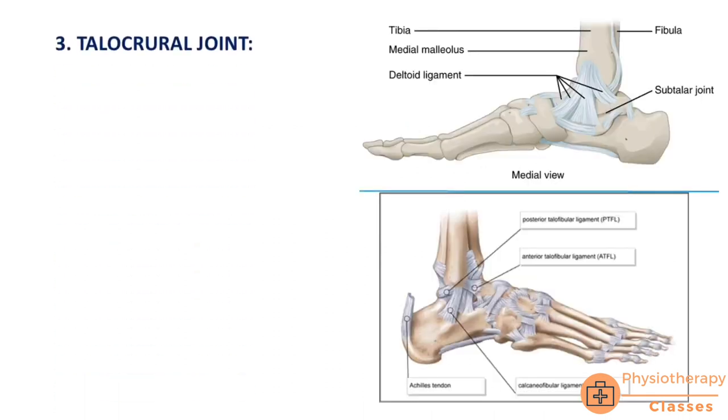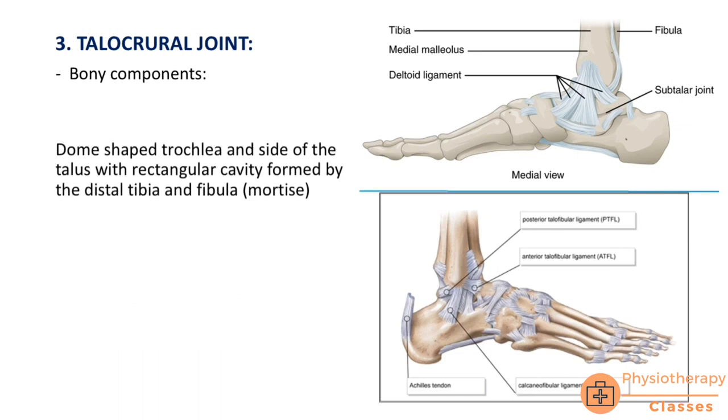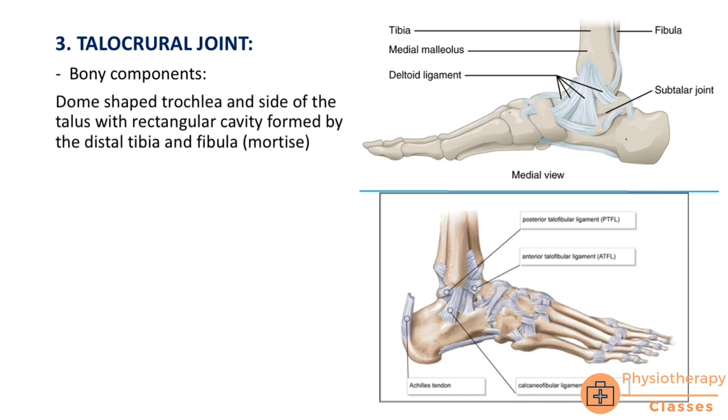Now the next important joint is the talocrural joint. As we already know, the talocrural joint is the ankle joint, and the bony components forming it are the dome-shaped trochlea of the talus, or the superior articulating surface of the talus, and the sides of the talus, which articulate with the tibia. It articulates with the rectangular cavity formed by the distal tibia and fibula, which is also called the mortise.